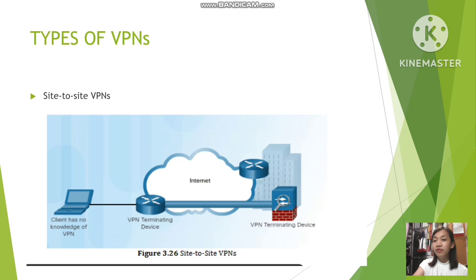Now we're going to the types of VPN. We have the site-to-site VPN. A site-to-site VPN is created when both sides of the VPN connections are aware of the VPN configuration in advance. The VPN remains static, and internal hosts have no knowledge that a VPN exists.